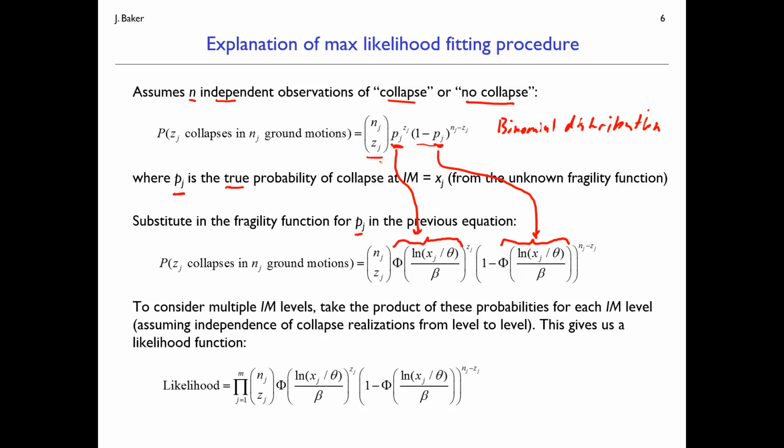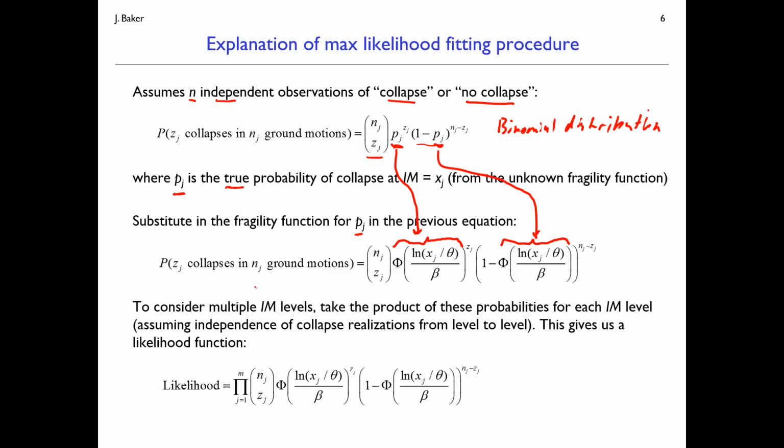It tells me how likely I would be to see a given number of collapses out of my analyses. Plug in my fragility function to get the probability of collapse. And that tells me the probability that I would see z collapses out of N ground motions at a given IM level xj.